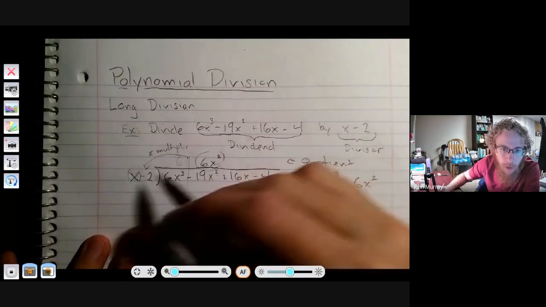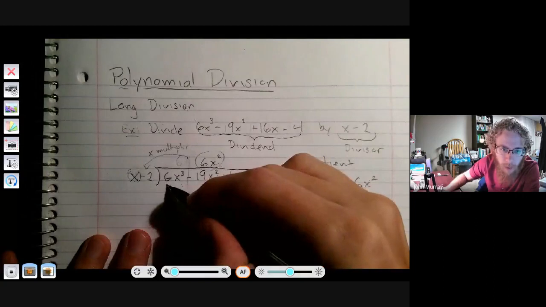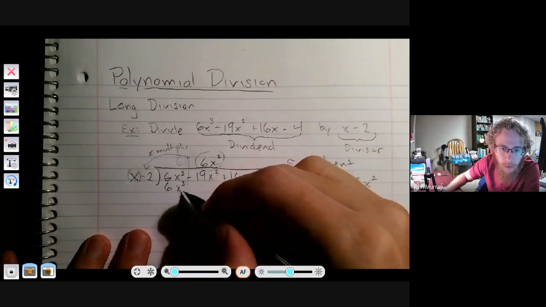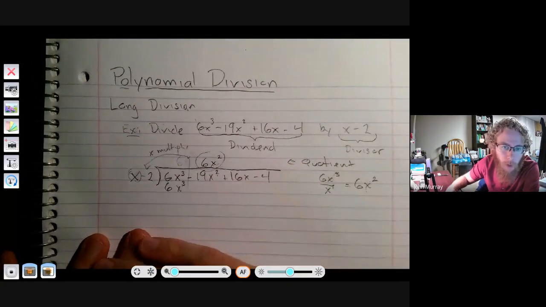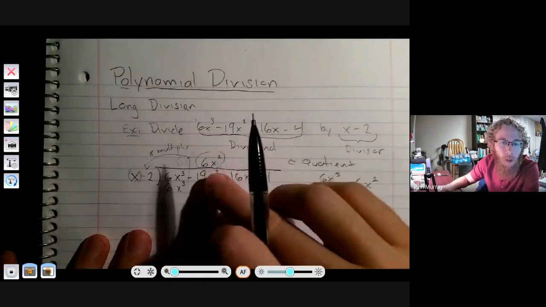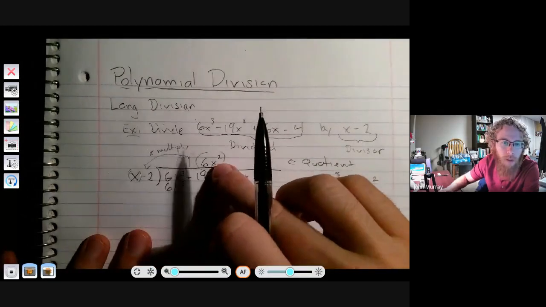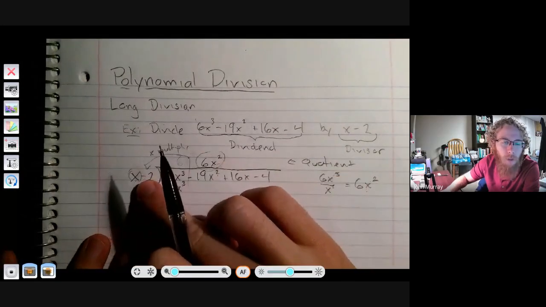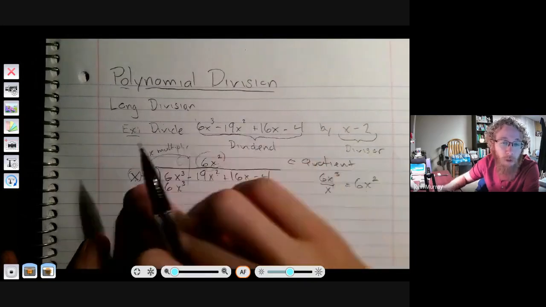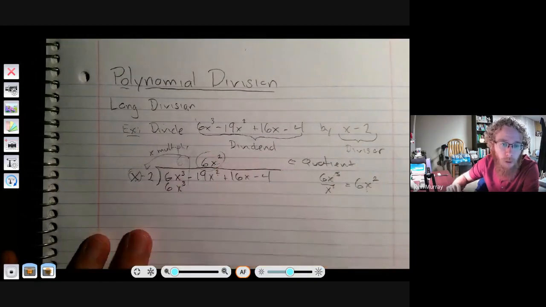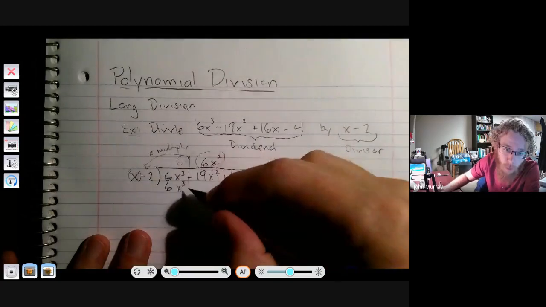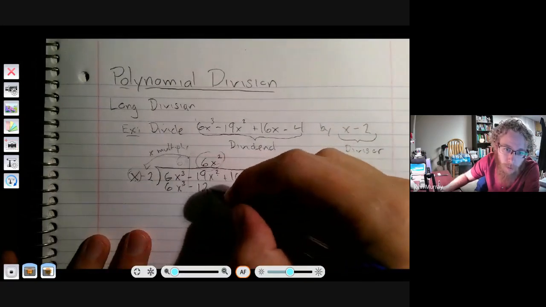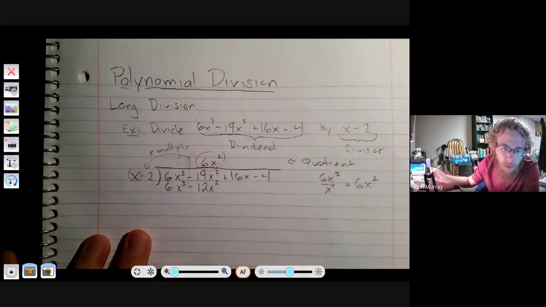So 6x squared times x gets me 6x to the third, right? And that's what I want. I want those two to match up. But now I also have to do 6x squared times negative 2. I have to distribute that 6x squared to both of those parts. So 6x squared times negative 2 will be negative 12x squared.